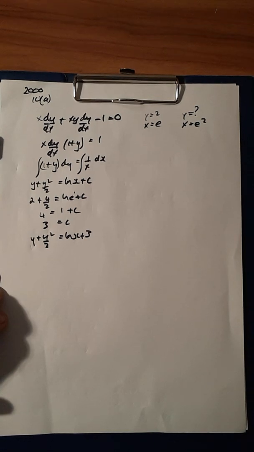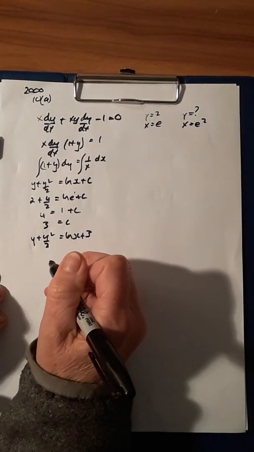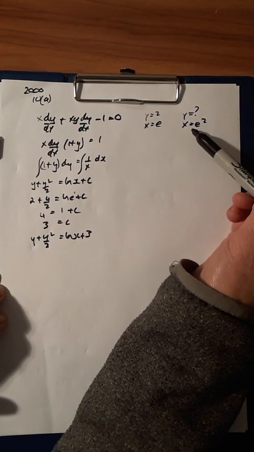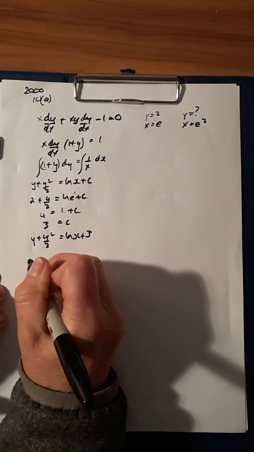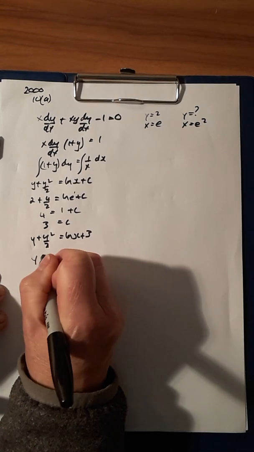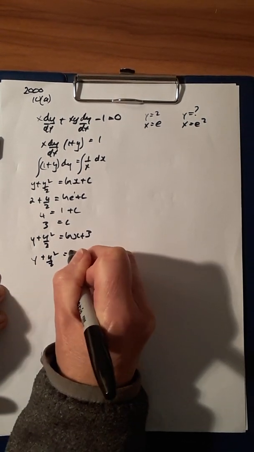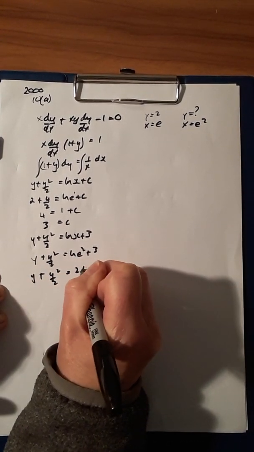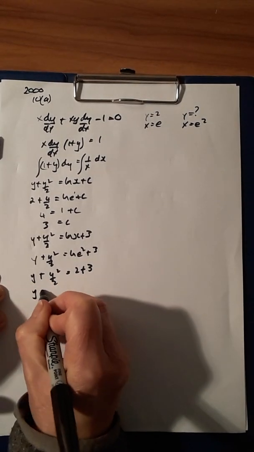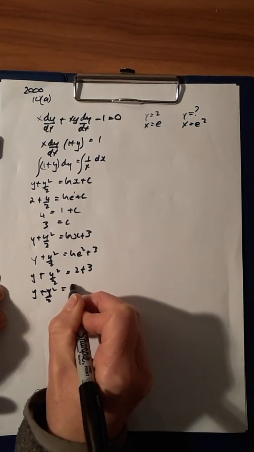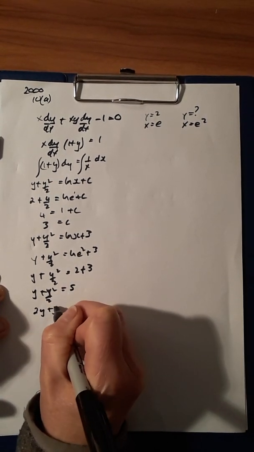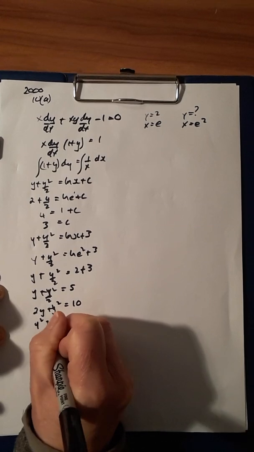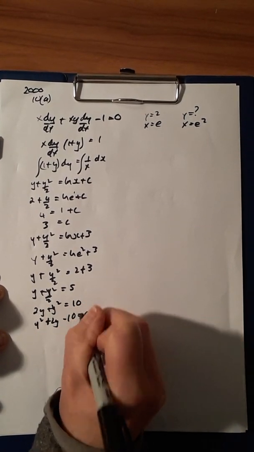Let's continue down through this. I've got to find the value of y when x equals e squared, so I'm going to do this bit next. This will become the positive values of y. So I get y plus y squared over 2 equals ln e squared plus 3. This gives me y plus y squared over 2 is equal to 2 plus 3, so y plus y squared over 2 is equal to 5. I'll double everything to get rid of that fraction, so y squared plus 2y is equal to 10. Now I have a quadratic. Bring everything to one side and solve for y: y squared plus 2y minus 10 is equal to 0.